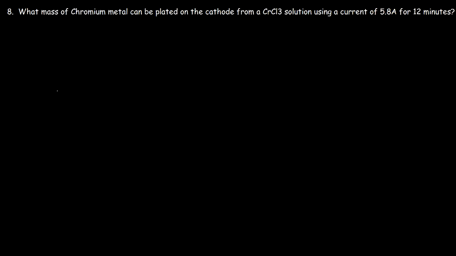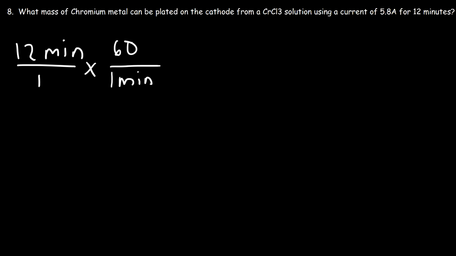So first I'm going to start with the time in minutes. So we have 12 minutes, and we need to convert minutes to seconds. So 1 minute is 60 seconds. Now once we multiply the time in seconds by the current in amps, we can get the charge in coulombs. So let's multiply this by the current in amps.